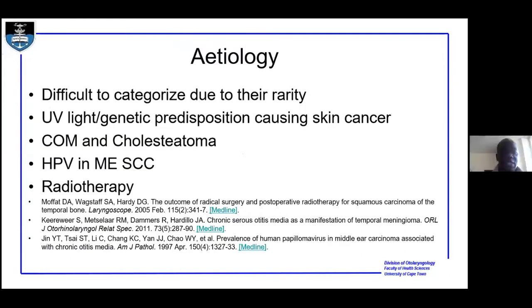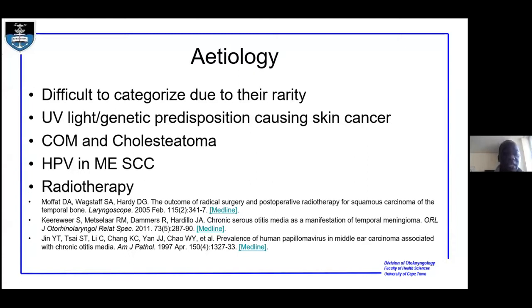In terms of causes, it's difficult to categorize due to their rarity. However, ultraviolet light and genetic predisposition are known to cause skin cancer. And also, patients with chronic otitis media and cholesteatoma have been found to also have a squamous cell carcinoma of the temporal bone.